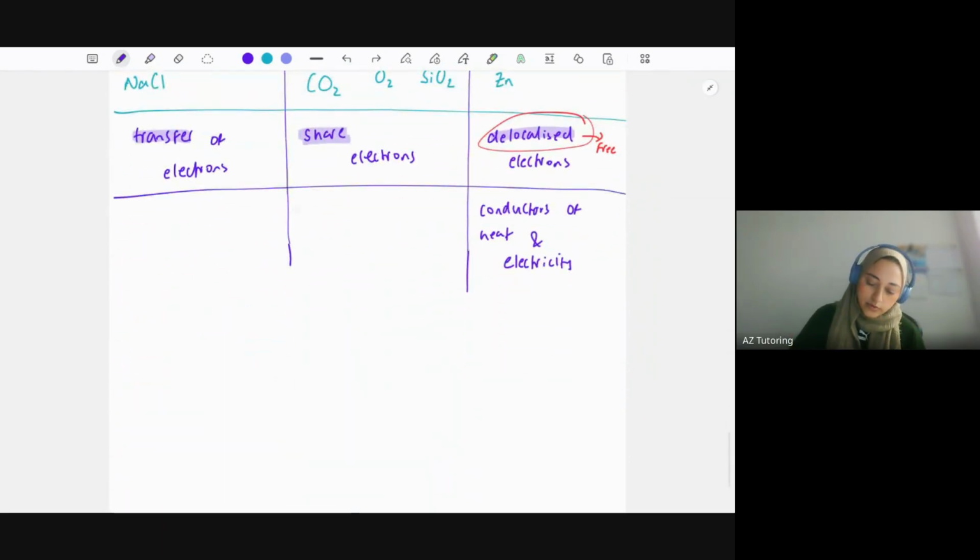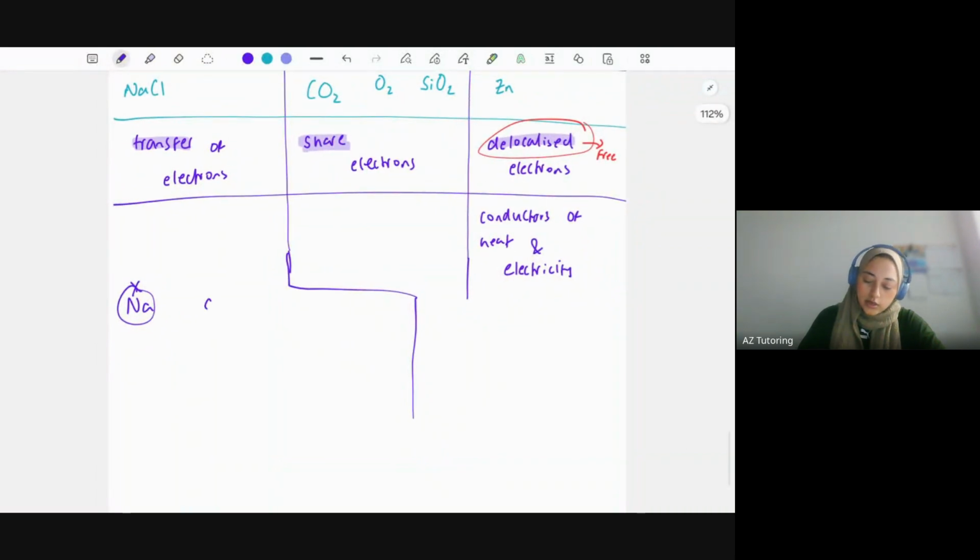Okay, so sodium, just going to create some space here. Sodium has 1 outer electron. Okay, and I want to represent that with the cross. Chlorine is in group 7, so it's got 7 outer electrons. I want to represent this with a different shape. I'll use dots. 1, 2, 3, 4, 5, 6, 7.